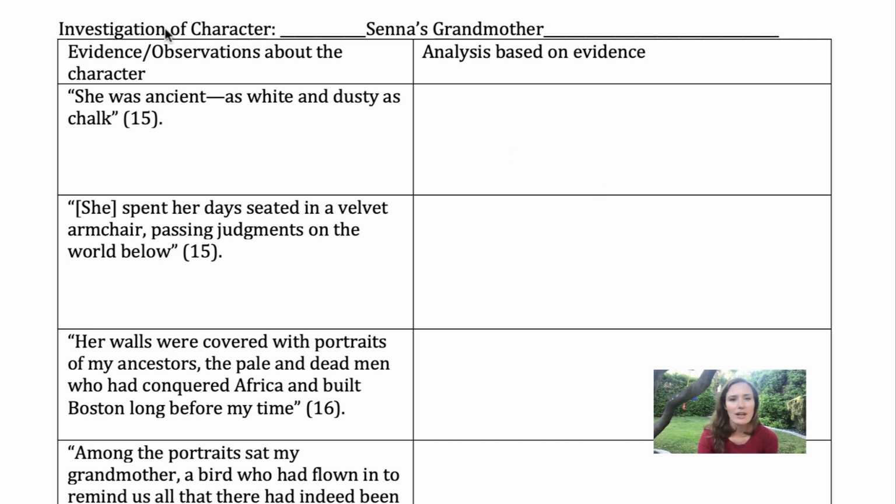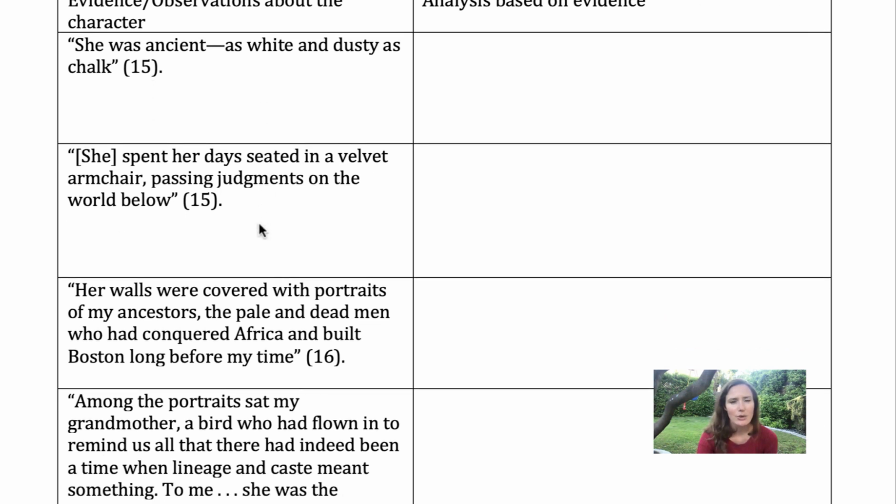Here are some words you can unpack. The word ancient, and also the comparison to chalk, white, dusty, and chalk. Why compare her grandmother to chalk? What does that imply or suggest about the grandmother? Chalk is something that's kind of outdated, that we don't necessarily use as much anymore, that's brittle and easily breakable. What does that suggest about the grandmother? Same thing with these other quotations.